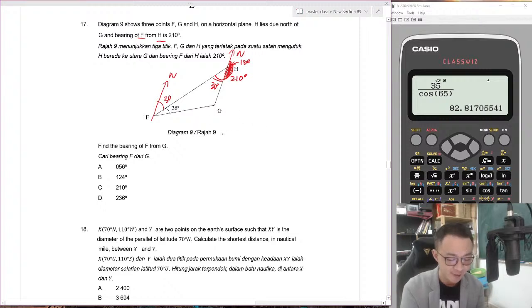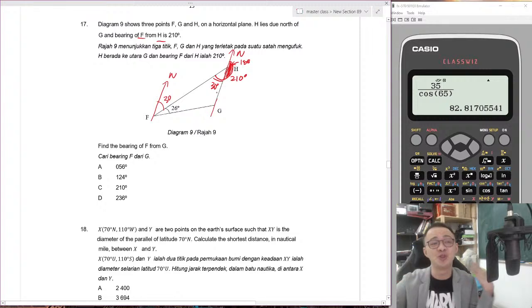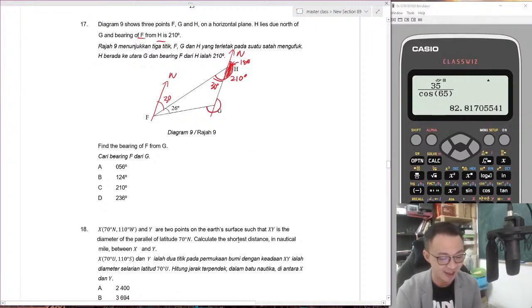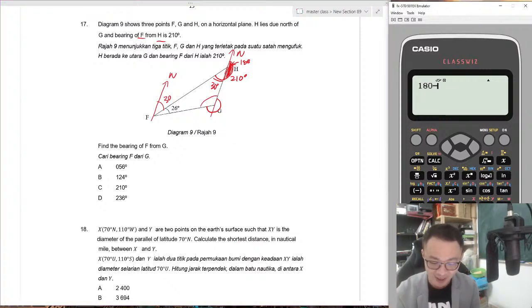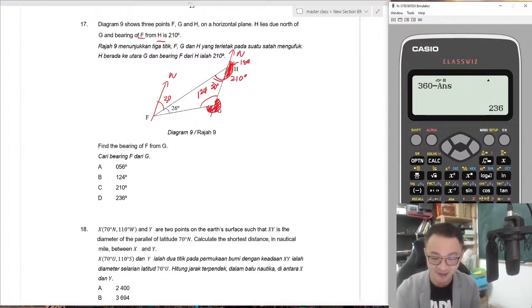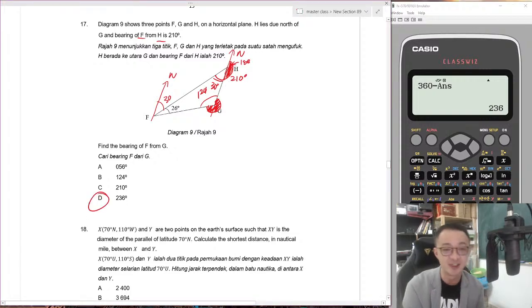Okay, then what we want is F from G. So for F from G, basically I need to start from the north of G, then rotate until I touch the line FG. So from the north of G until I touch the line FG, this is the angle I want to find. Then I just need to know what this angle is. 180 minus 30 minus 26, so it is 124. Then this is the angle outside, which is the angle I want to find, isn't it? 360 minus the answer, so it's 236. Okay, so yeah, not too hard, right? This bearing.